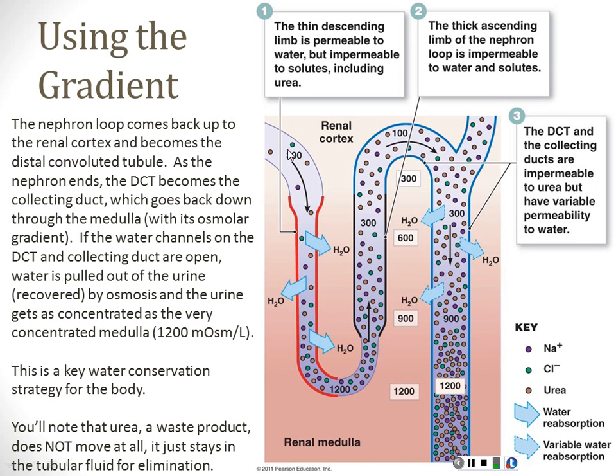Now, how does that happen? The collecting ducts have channels that are either open or closed for water. And the controller of those channels, it's got to be out here somewhere, is ADH, antidiuretic hormone. So these dotted lines are channels controlled by ADH, antidiuretic hormone.